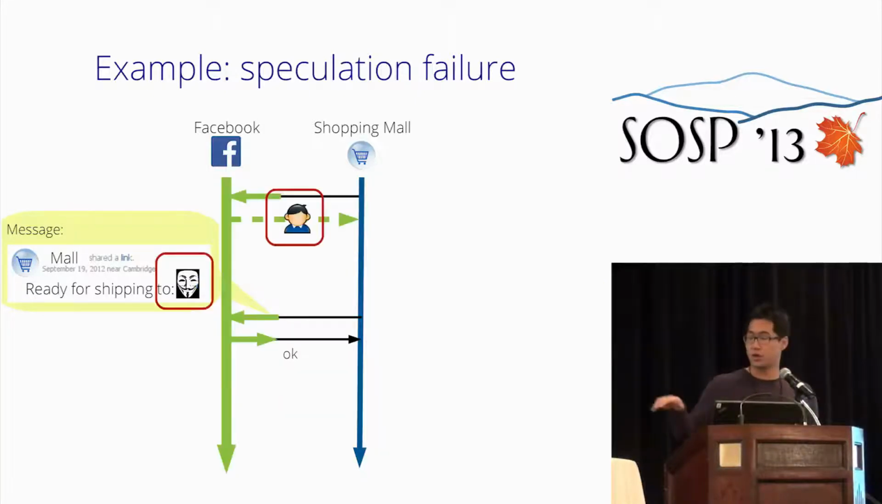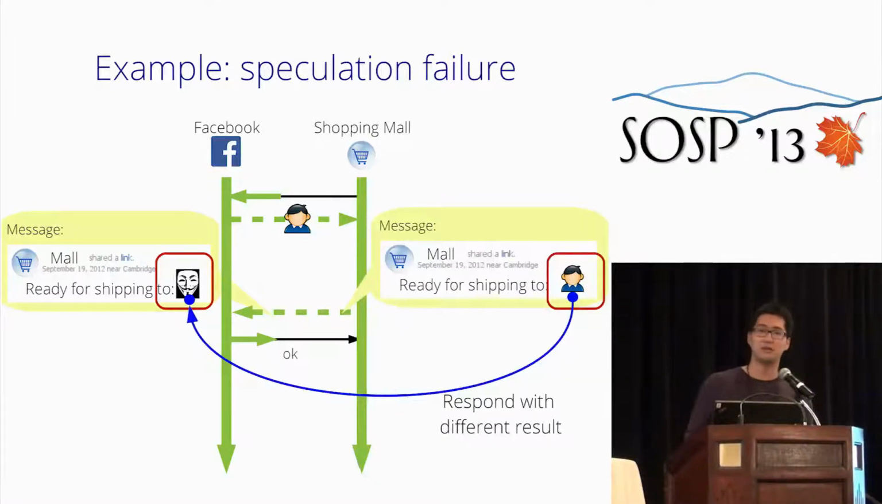Let's say we asynchronously repair Facebook. One thing to note is that we correctly recover the first request. However, when we re-execute the second request, the message still contains the attacker's address in it. So when the shopping mall gets this first message, it creates a new message that contains the victim user's address. It means that our speculation failed on the Facebook side.